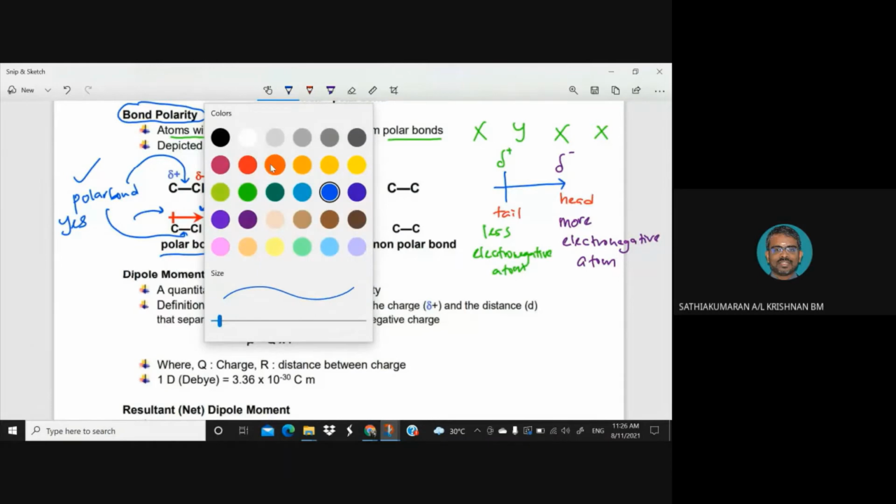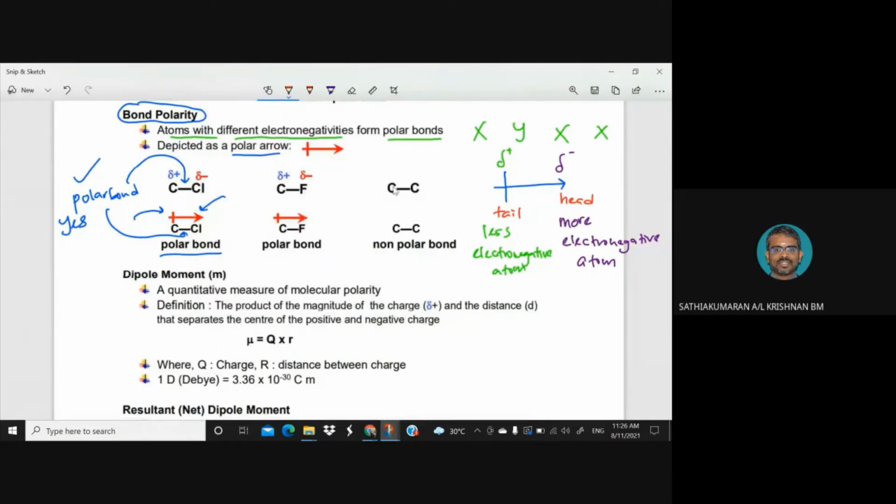Let us see another example. Carbon, carbon. These two atoms have the same electronegativity. The tendency to attract the bonding electron pair is equal, so the electron density distribution is equal on both sides. So you cannot label dipole positive or dipole negative. There is no dipole here, so you cannot draw a polar arrow.